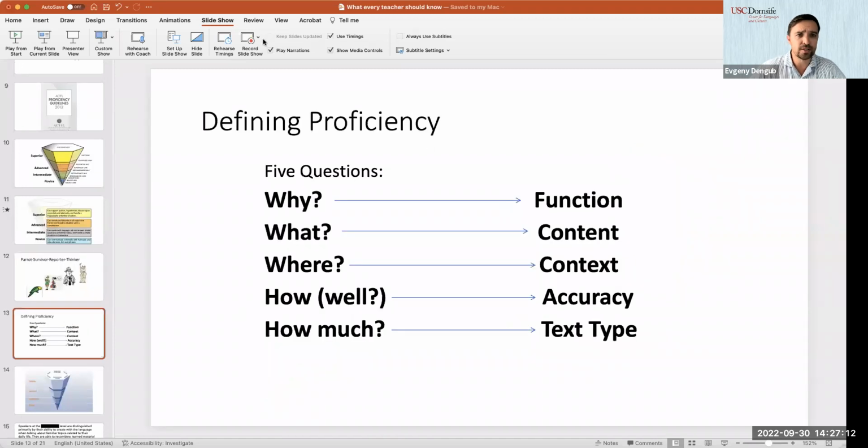When we define proficiency, we ask ourselves 5 basic questions: why, what, where, how well, and how much. And that creates this framework of these factors such as function, content, context, accuracy, and text type. We won't go into details on each of them, but this is, again, a useful reminder for us that it's not just accuracy we should focus on. It's not just how much text our students are saying. It's all of these 5.